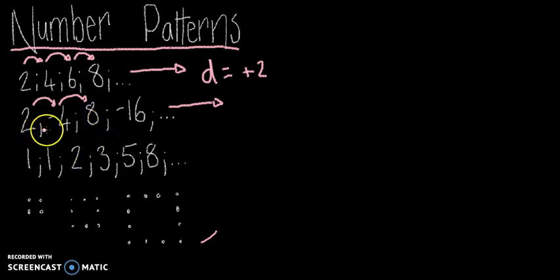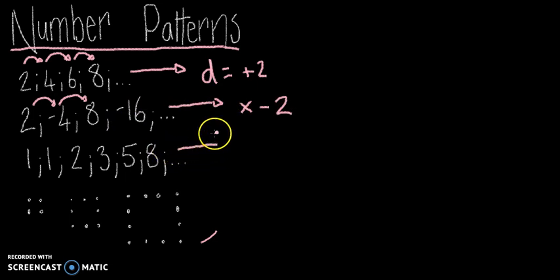Over here, the consistent pattern is we're multiplying by negative 2. Negative 2 times 2 gives us negative 4. And negative 4 times negative 2 gives us 8. And 8 times negative 2 gives us negative 16. So that means between every term, we're multiplying by negative 2.